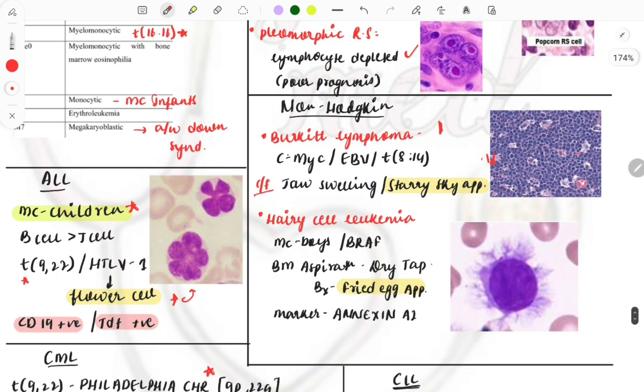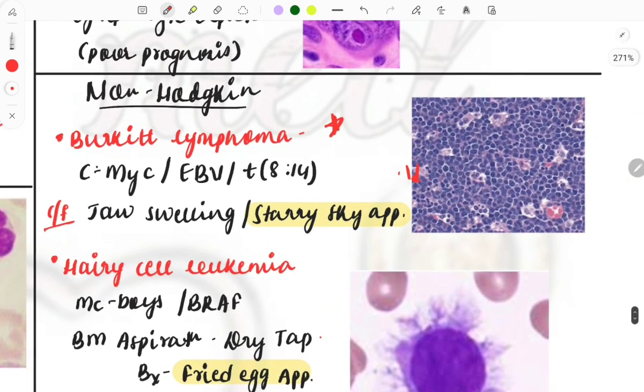Then Burkitt lymphoma, also a repeat topic, and this is the important image. The starry sky appearance is seen with Burkitt lymphoma. An African child with jaw swelling and a starry sky appearance, given this, think in terms of Burkitt lymphoma. And these are the important things which you must remember.